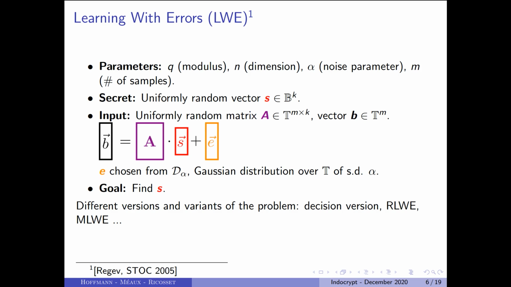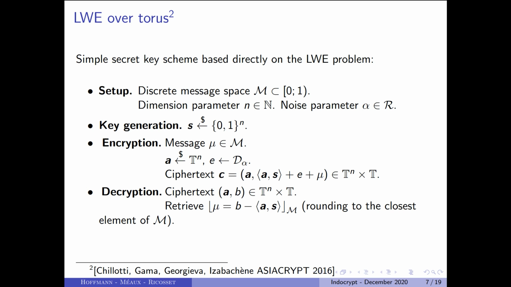However, if you just add a little bit of noise in each of your scalar products, retrieving S becomes a hard problem, and this is the learning with errors problem. It exists in different versions. The one I just presented is the search version, when we try to retrieve S. There is also the decision version, where you just have to distinguish between a uniform distribution or a distribution coming from a learning with errors sampler. There is also a ring version where your scalar product is replaced by a convolution product between polynomials. All those problems are equivalent.